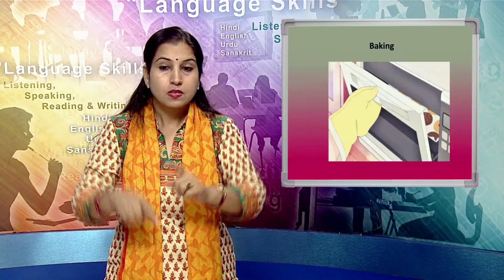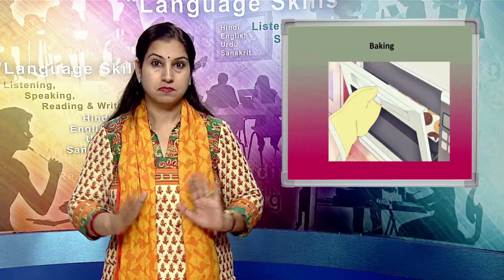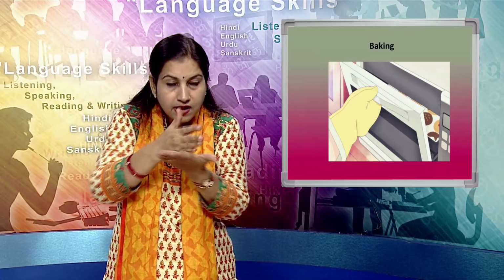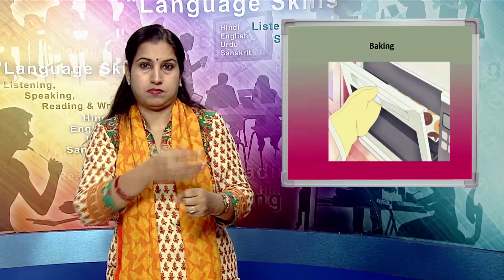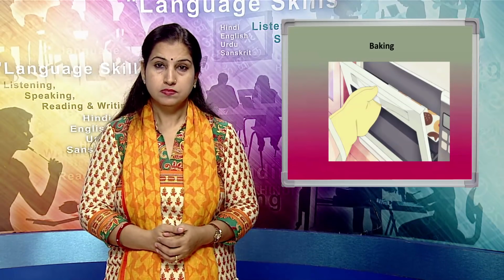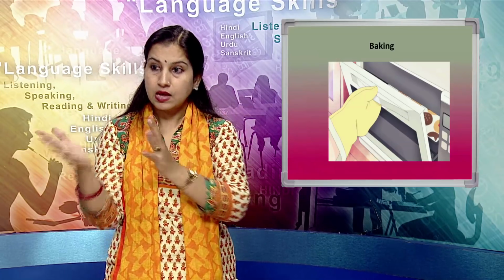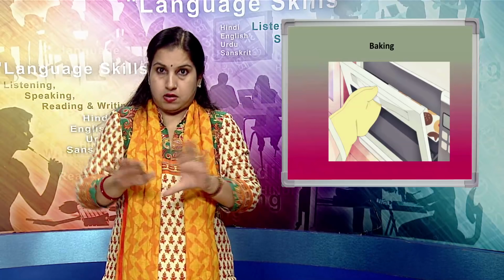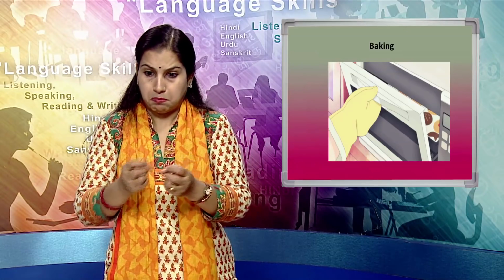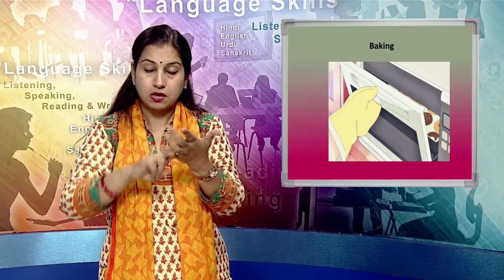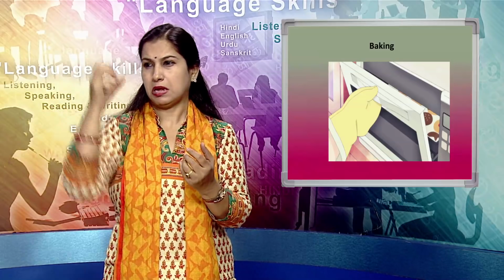The next is baking. You can understand by seeing the picture. We cook cake and bread through this method. In baking, the food is cooked or baked in dry hot air in a closed airtight container. We call it an oven. A wide variety of ovens are available in the market. A few are electric and a few of them are non-electric.